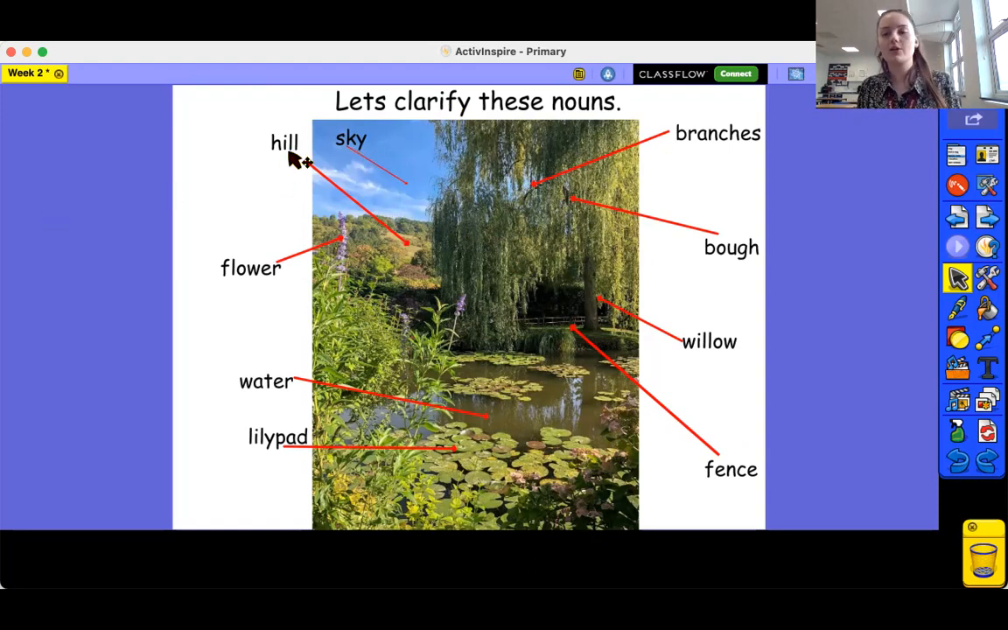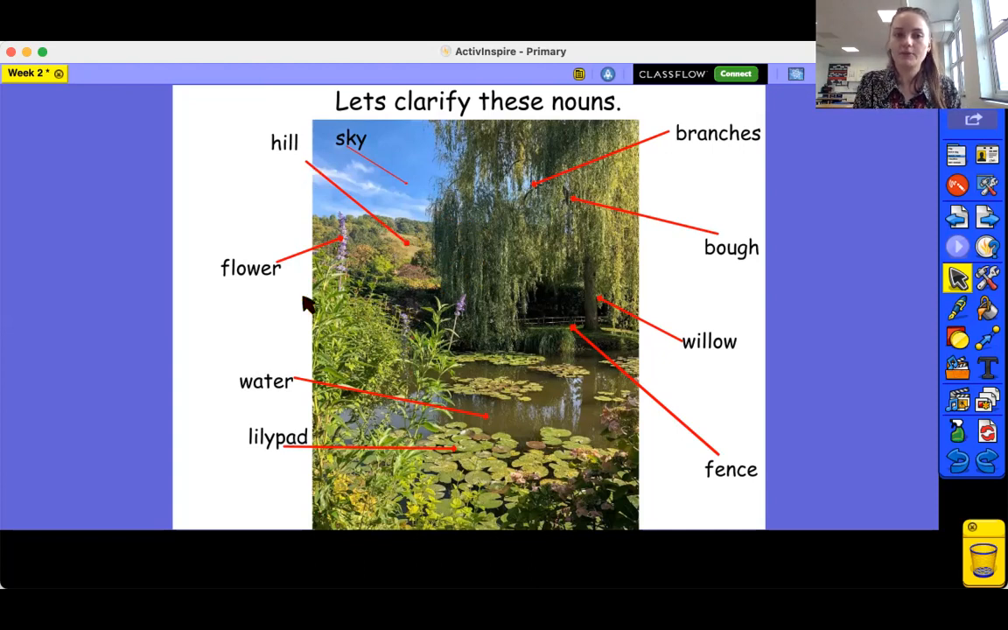Hill. I'll say it, you can say it. Fantastic. We can see the hill in the background. A hill is a big bit of land that sticks up from the ground. Just like our school is on the top of a hill, we have to walk up to get to the top of the hill where our school is. A hill is not as big as a mountain, it's a bit smaller.